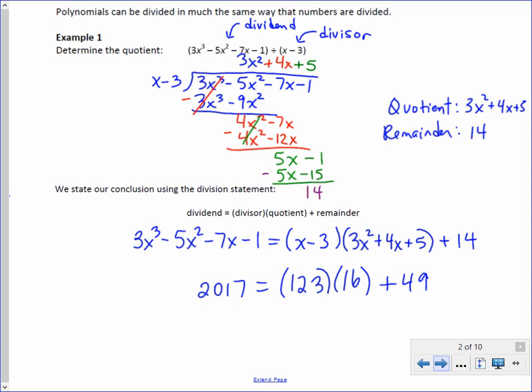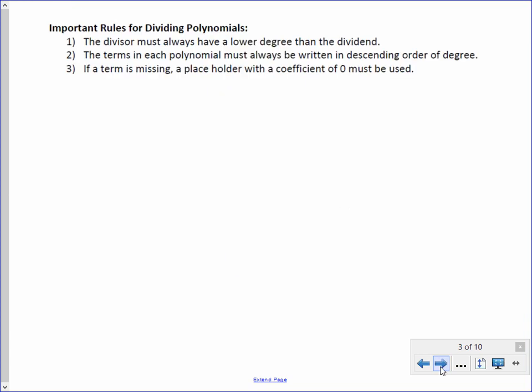Everyone good? Now there are rules to what you are allowed to divide, and how we divide. So, let's look at the rules. Rule number 1. The divisor must always have a lower degree than the dividend. So what you're dividing by has to have a lower degree than what you're dividing into. If I have x squared, then I can divide by x, but I can't divide by x squared. If I start with x cubed, I can't divide by x to the 4. It doesn't work. It has to be lower.